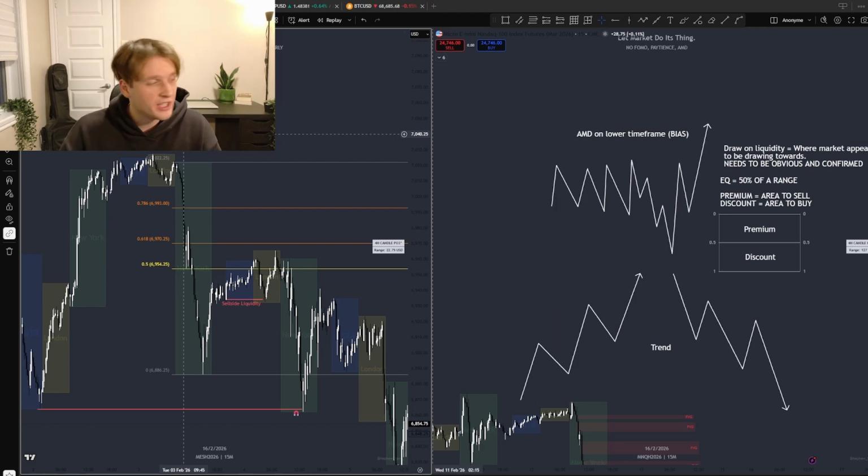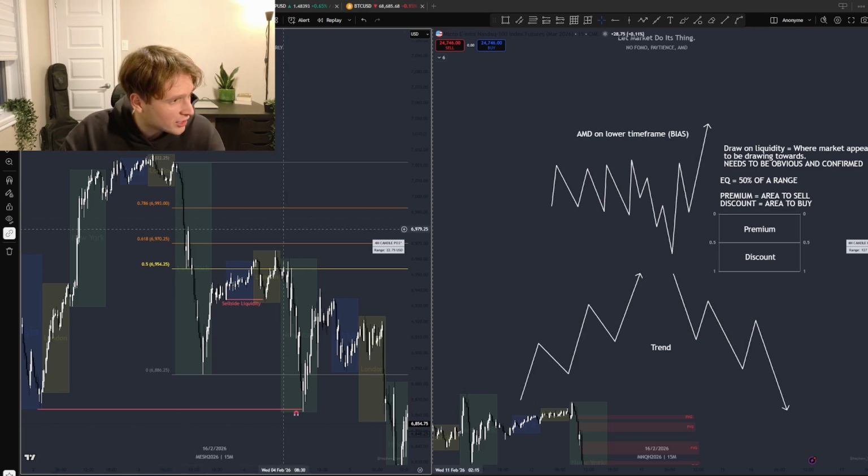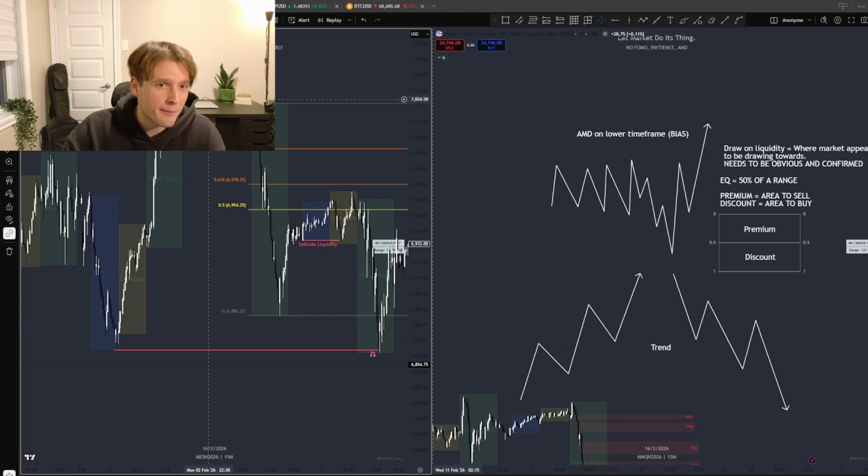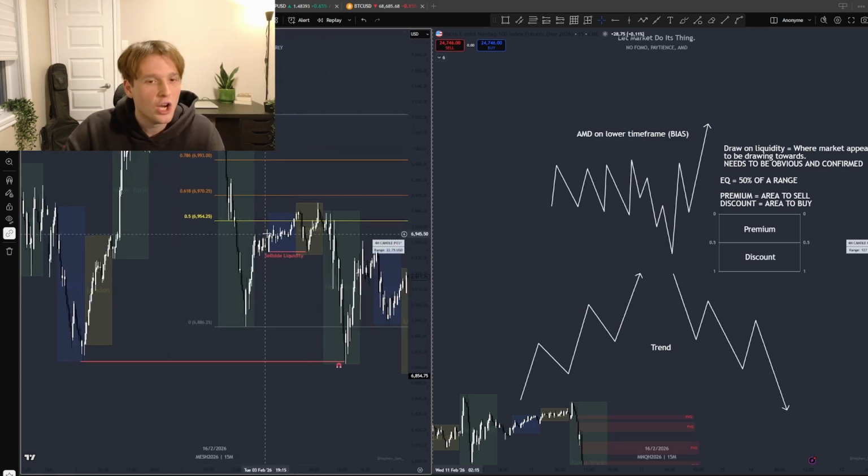Next up, the drawn liquidity. The drawn liquidity is where the market appears to be drawing towards. It needs to be obvious and it needs to be confirmed. So if we take a look at this example here that we have on the left, we have this low here that market moves up and then absolutely crashes down before reversing. Market appears to be drawing towards here. It's been confirmed by this crazy move down, very fast, very efficient. Now we're getting a pullback. We can assume that this is our draw liquidity for this New York session that's here.